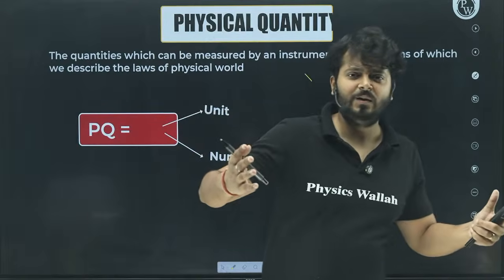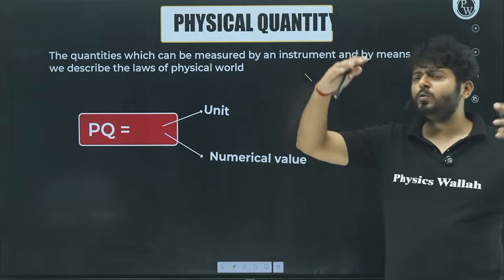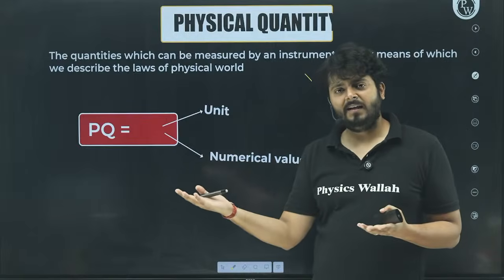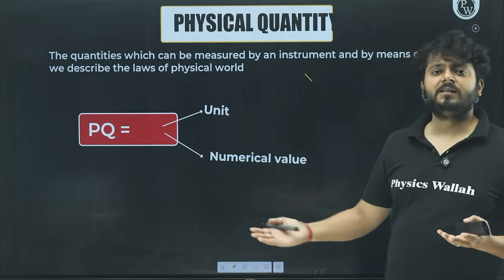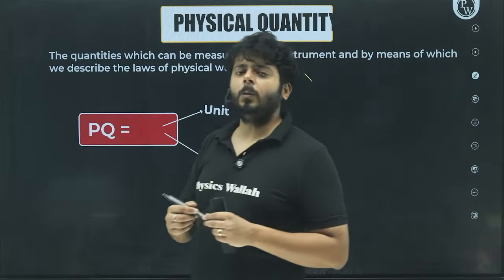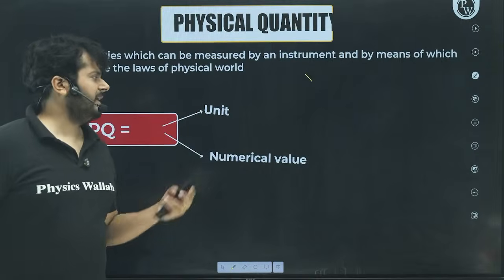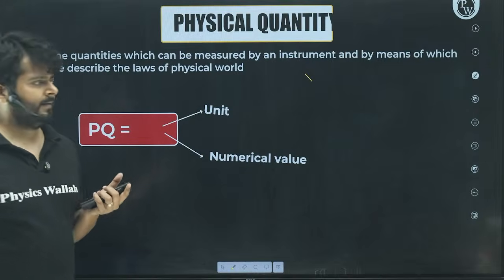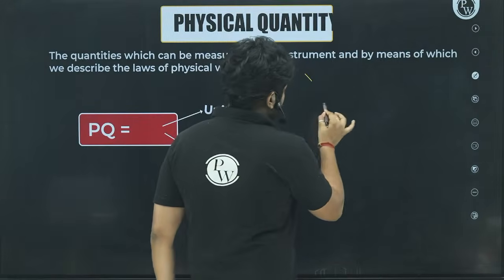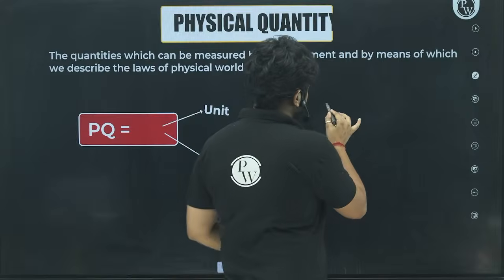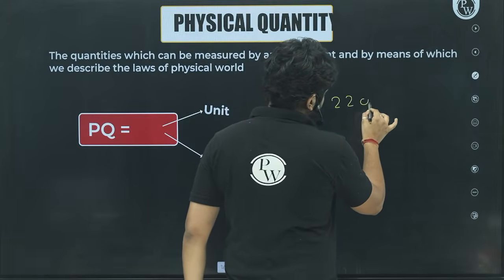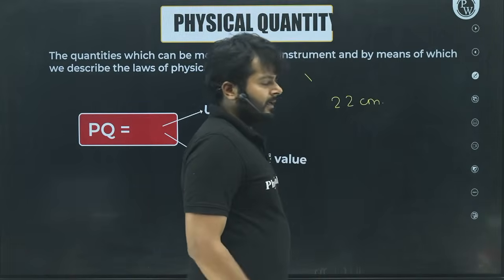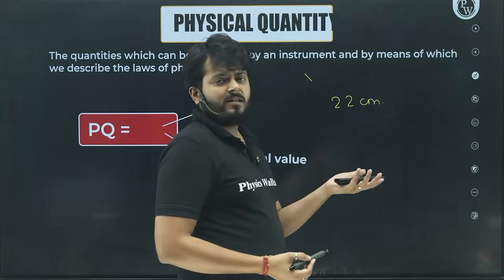So what is a physical quantity? The things that we measure and we use to describe the laws of physics. Force is a physical quantity, speed is a physical quantity, torque is a physical quantity, all of them. Every physical quantity will have two parts. For example, the length of this remote is 22 centimeter. The mass of this remote is 100 grams.